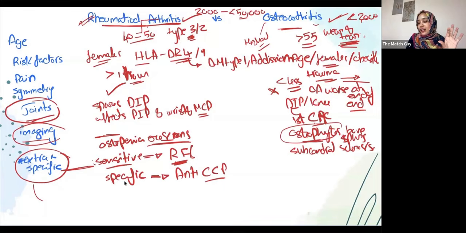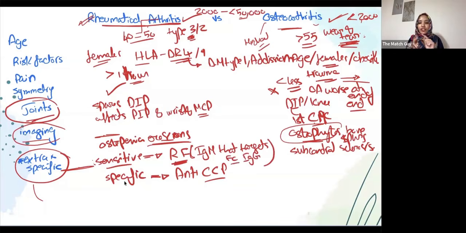Rheumatoid factor is an IgM that targets what? The Fc portion of what? Of IgG. Nicely done, you guys. The Fc portion is the constant region, because for immunoglobulins we have the constant region and the variable region. Very good. And that's the specific one.